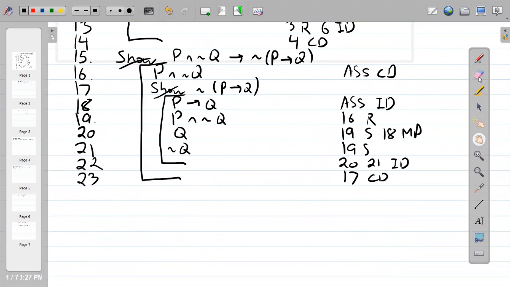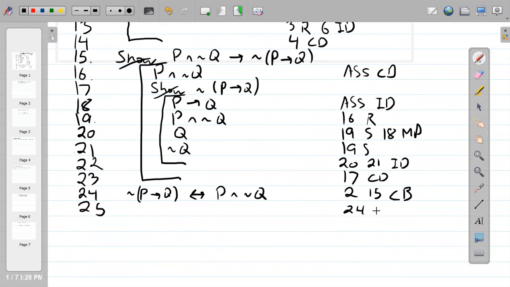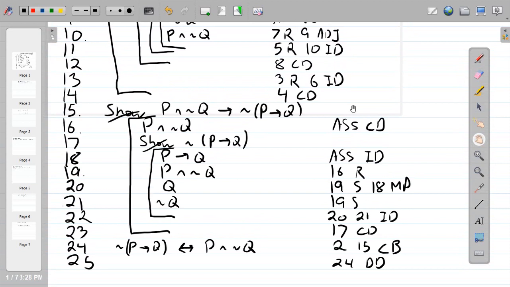So now we can put them together, 2, 15, and we're starting from conditionals and going to biconditionals, CB. We've shown, if it's not the case that if P then Q, biconditional, P and not Q. 24, direct derivation. Okay, so that's a fairly long proof.